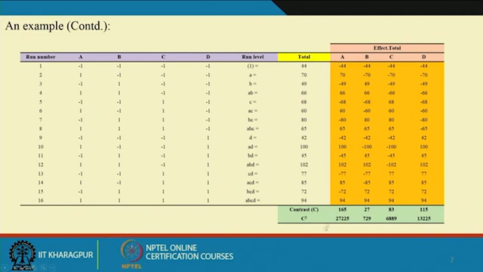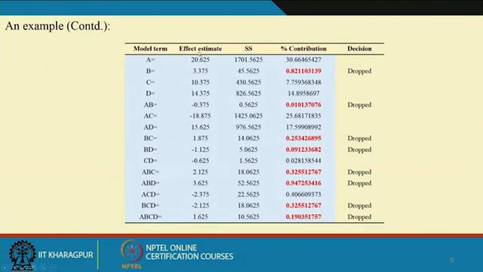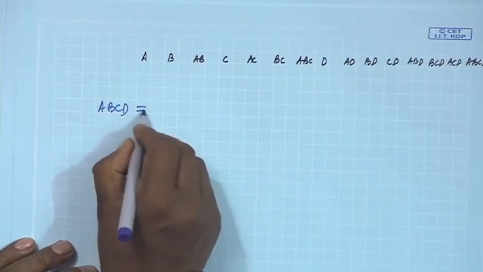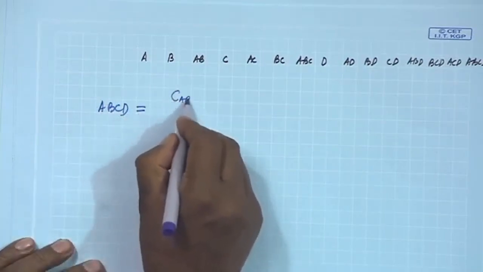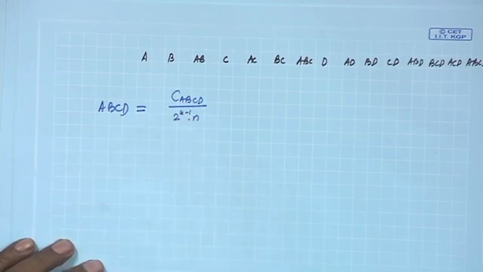So, that means A, B, C, D contrast you have computed, contrast square computed. Similarly, AB, all second order interactions, third order interactions and the fourth order interaction, you have found out the contrast and contrast square. So, once you have the contrast, you now know the effect and sum square. So, we have found out the effect accordingly. Okay. So, I will show you the last one. Suppose ABCD effect, how will it be calculated? Effect ABCD will be contrast ABCD divided by 2 to the power k minus 1 into n.